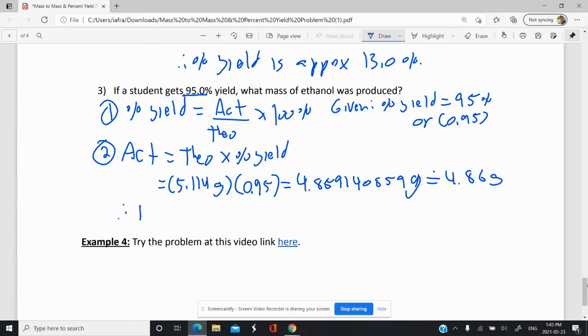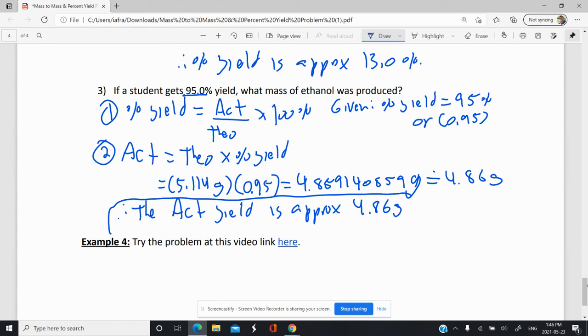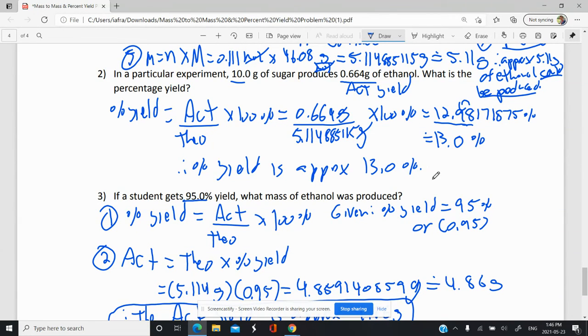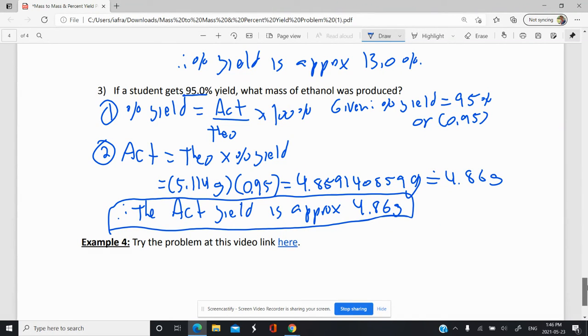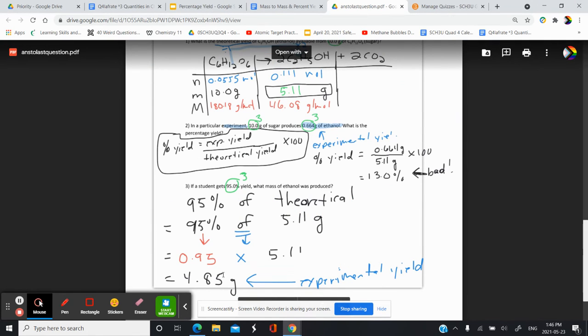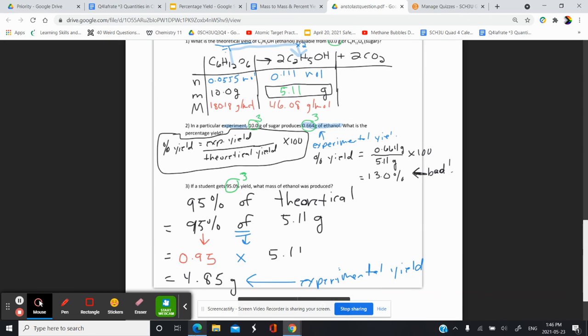So therefore, the actual yield is approximately 4.86 grams. It means that when the person who did this lab collected 4.86 grams of ethanol. That's what they actually weighed out, which is a much better percent yield than the 13% that we saw in the previous example. So maybe a better design happened, we improved upon it, and that helped us out in the end. So again, you can check your answers by going to our answer key here, and it said about 4.85, probably different rounding, but the point is that we need to round at the end so you're not too far off.